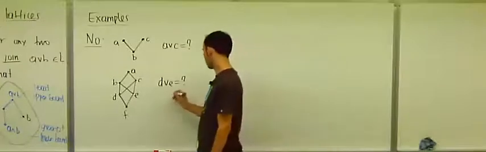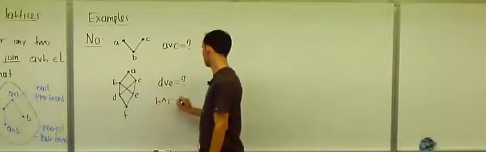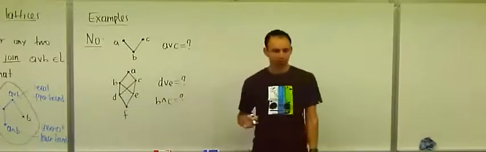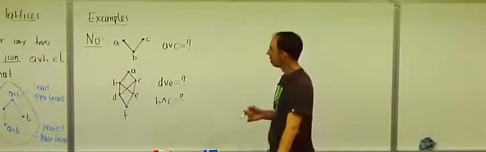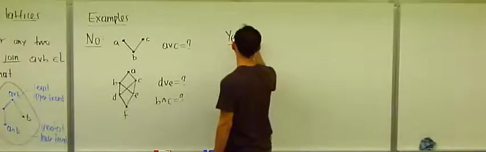So this is the kind of thing that is not a lattice. And actually, there's a join that is not well defined also, which is the join of B and C, for the same reason. Okay, so let's see some things that are lattices. Here's an easy example.